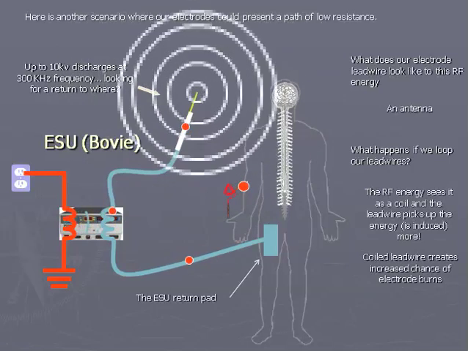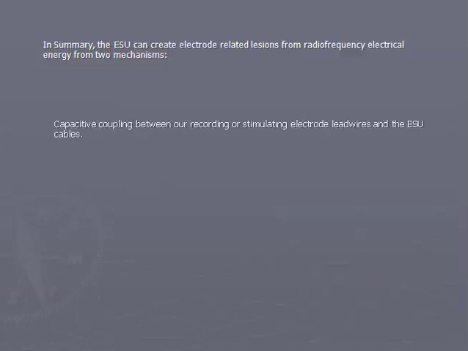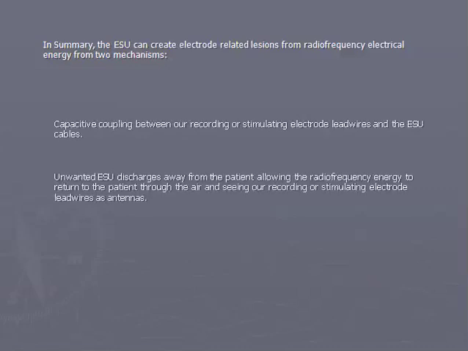Slide 11. In summary, the ESU can create electrothermal electrode burns from radio frequency electrical energy from two mechanisms: capacitive coupling between our recording or stimulating electrode lead wires and the ESU cables. Second, unwanted ESU discharges away from the patient, allowing the radio frequency energy to return to the patient through the air and seeing our recording or stimulating electrode lead wires as antennas.